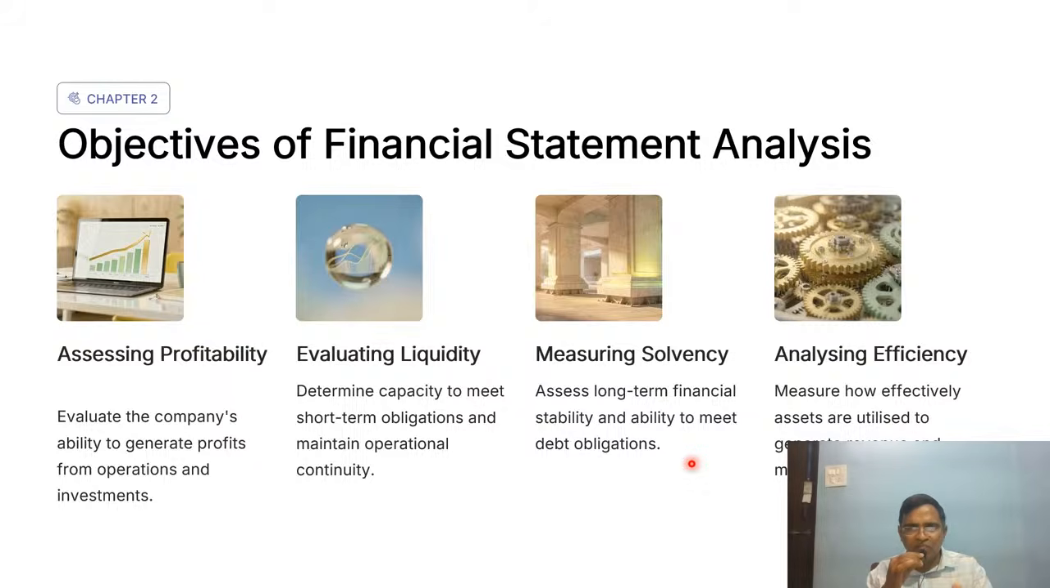And at the same time, analyze the efficiency: whether assets are utilized properly or not, whether they are generating revenue or not, whether they are managed properly or not. That can be done through financial statement analysis. So what is the objective of financial statement analysis? You have to write: assessing profitability, evaluating liquidity, measuring solvency, and analyzing efficiency.